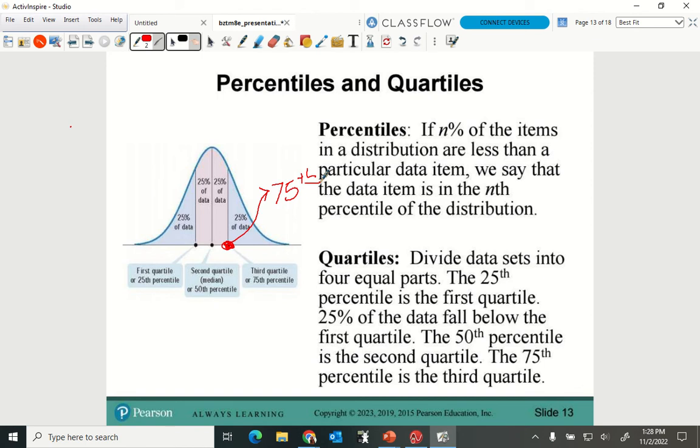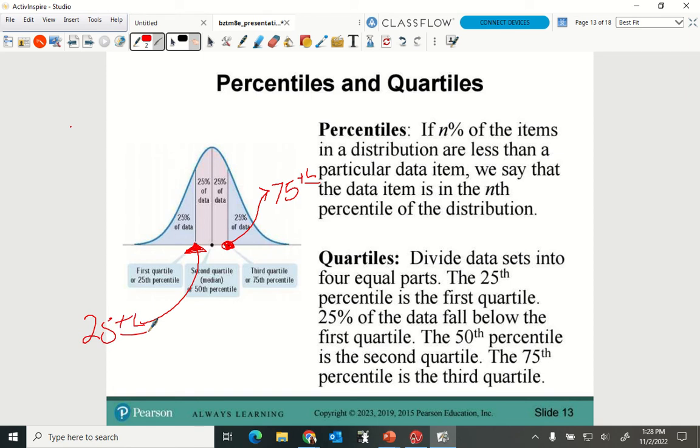Make sense? Okay. So if we break it up in quarters, what if we go way down over here to the first quarter? That's going to be the 25th percentile.